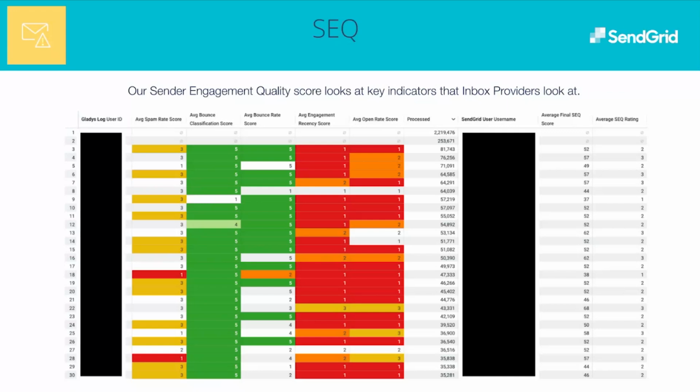And what we can see here is a vast majority of senders are a 1 out of 5 when it comes to the average engagement recency score. And that affects your average open rate score, because if we're sending continuously to folks that are not engaging with the emails, that's going to give us a lower open rate, which is also another key indicator to inbox providers that this is not wanted mail.